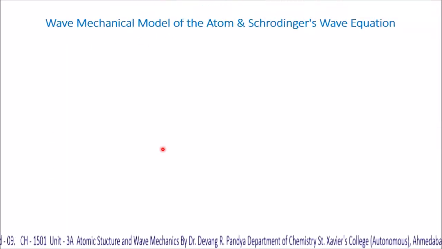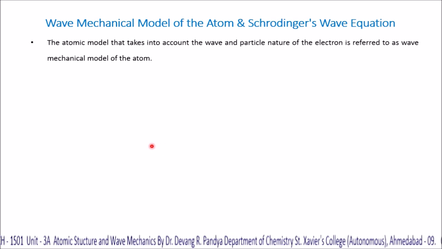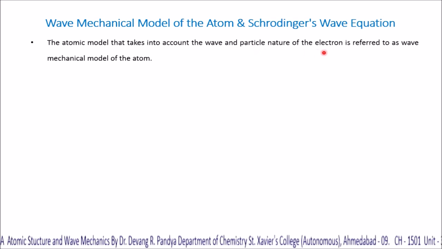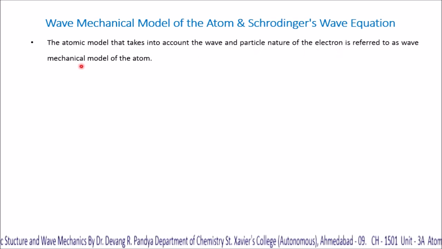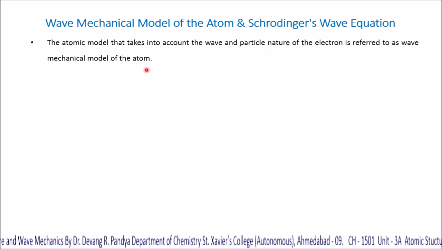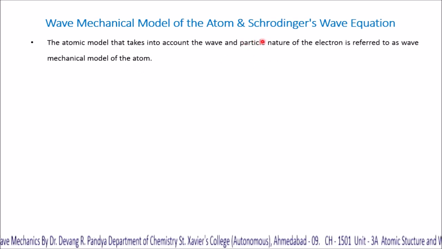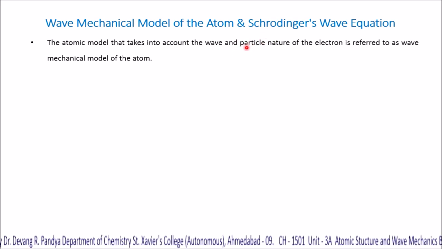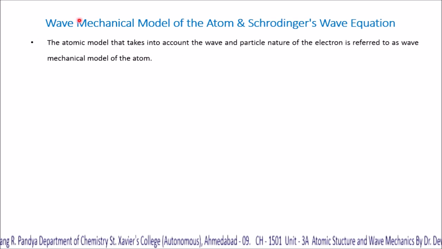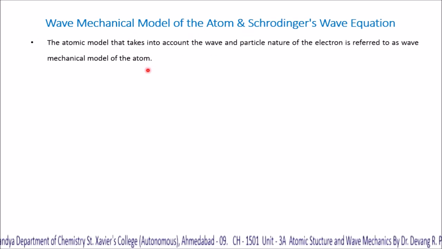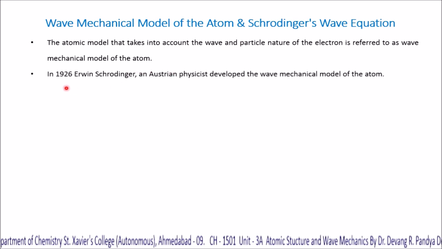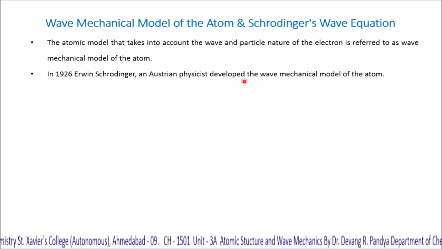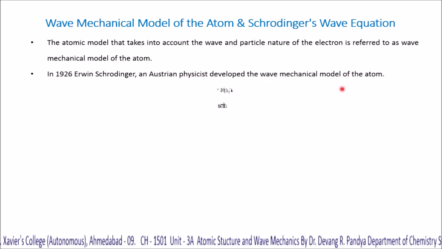Keeping these three rules in mind, a new atomic model has been designed. The atomic model that takes into account the wave and particle nature of the electron is referred to as the wave mechanical model of an atom. Because it has particle nature and possesses some sort of energy, the word quanta is associated with this one, and at this point quantum mechanics and wave mechanics combine together when you address atomic structure.